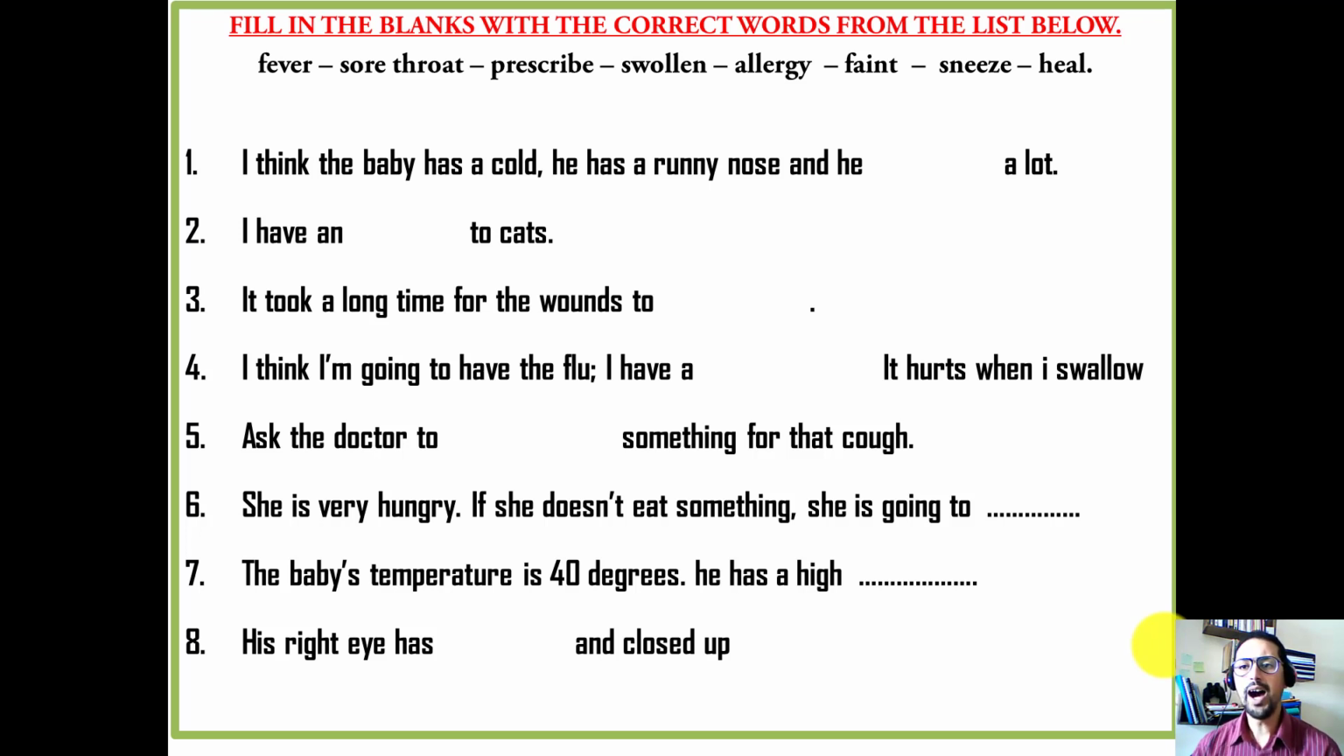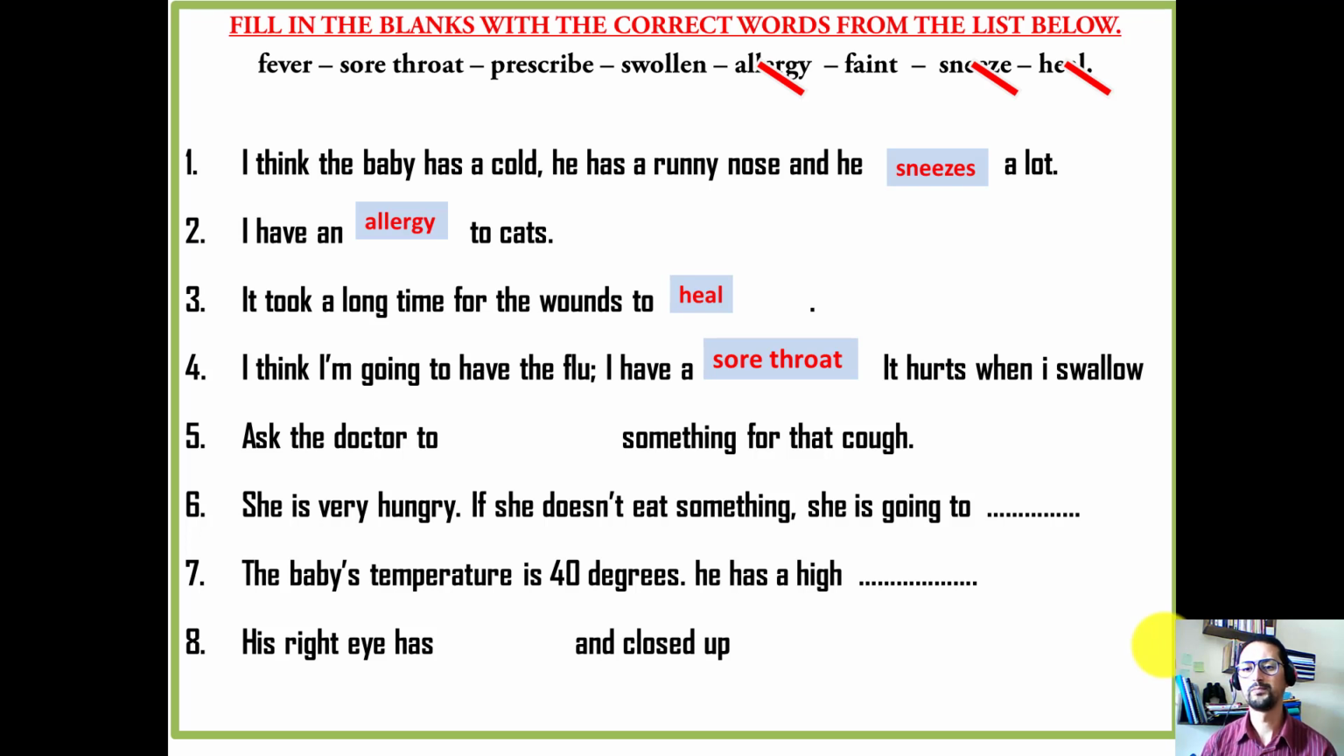Sentence number 1. I think the baby has a cold, he has a runny nose, and he, very good, sneezes a lot. Number 2. I have an, to cats. Good job. Allergy. Number 3. It took a long time for the wounds to, very good, heal. Number 4. I think I'm going to have the flu. I have a, good, sore throat. It hurts when I swallow.